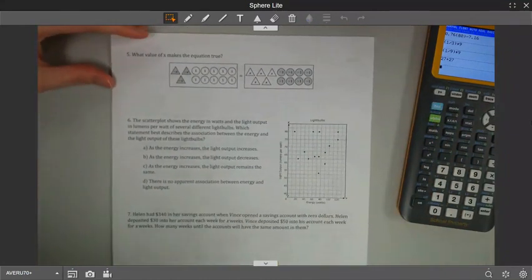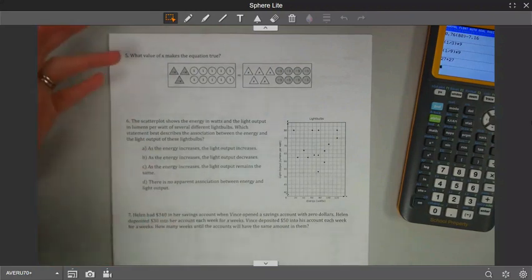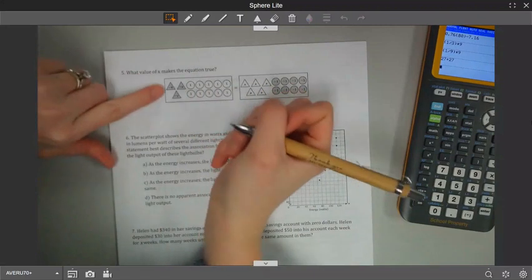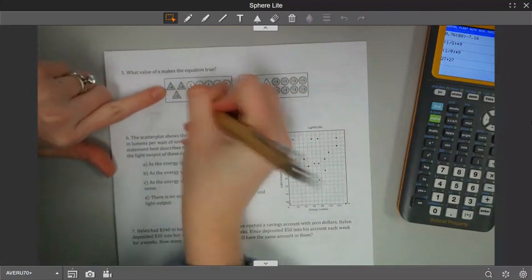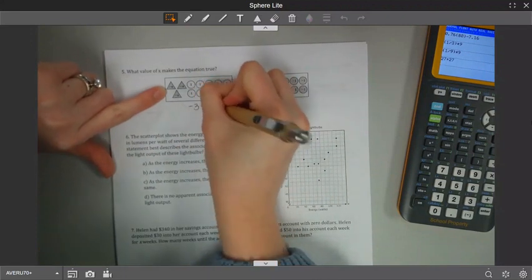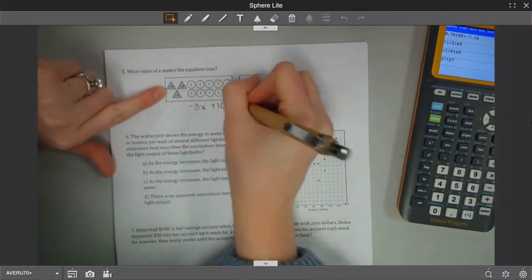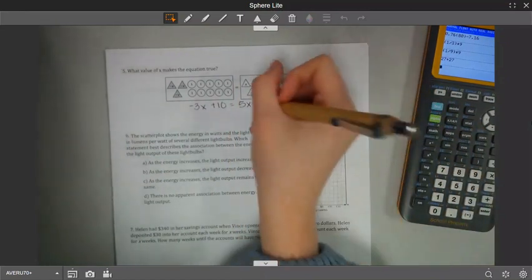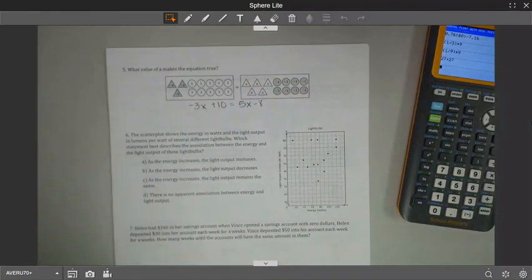The next one says, which value of x makes the equation true? I personally don't like dealing with models, so I'm going to go ahead and write this out as an equation. So these are negative x, so negative 3x. And then we have 1, 2, 3, 4, 5. So times 2, that's plus 10. Is equal to, we have 5x, because those are positive x's. And then 1, 2, 3, 4. So that's times 2, negative 8.